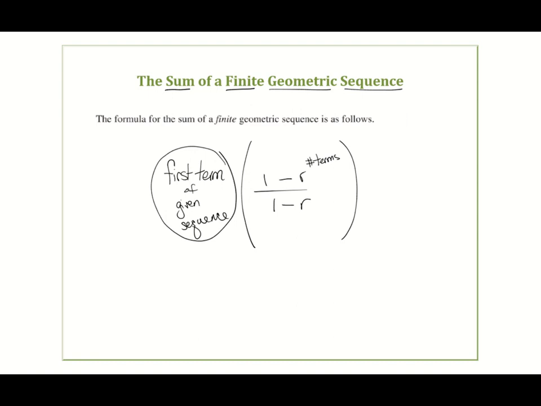You can use your calculator to help you through the calculations, plug things in the appropriate place, and you will get the sum of that geometric sequence. So n here represents our number of terms for that sequence. So let's go through and try a few examples.